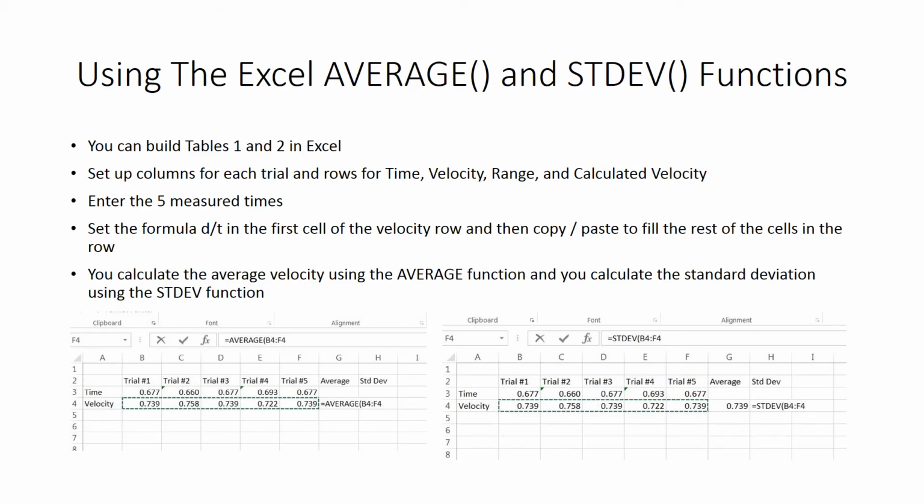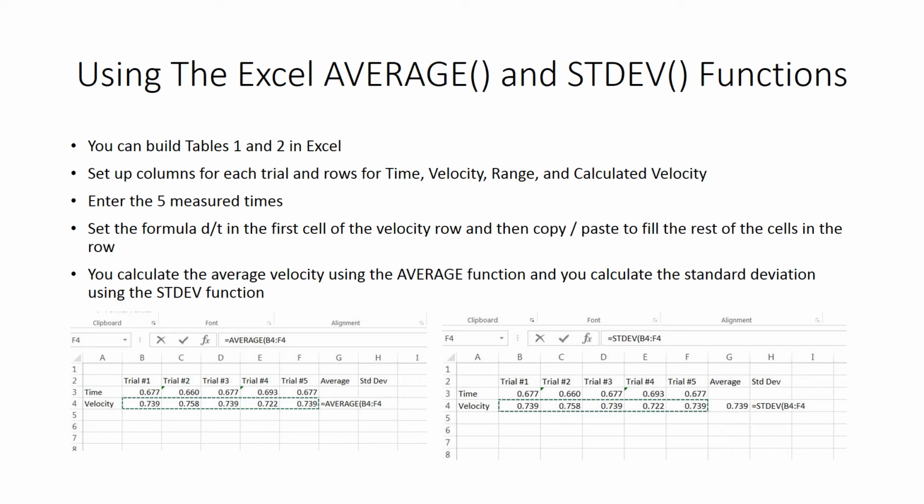Now that we have convinced ourselves that the experiment's working properly, it's time to take the data. That means filling in tables 1 and 2 in the lab instructions. And you can build these tables in Excel. If you do that, then Excel can calculate the average and standard deviations for you, and you can format the tables in Excel and then cut and paste them back into your lab report in Microsoft Word.